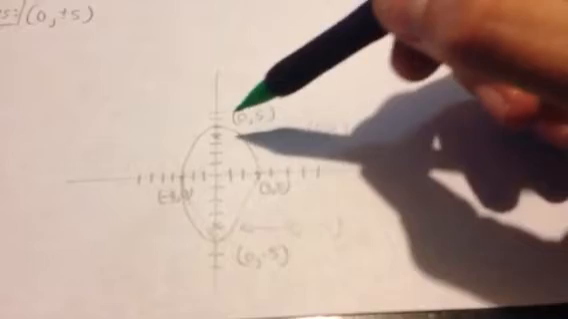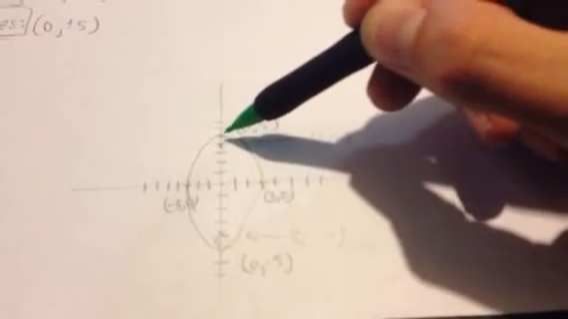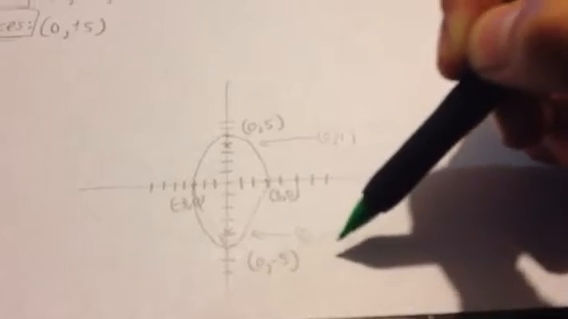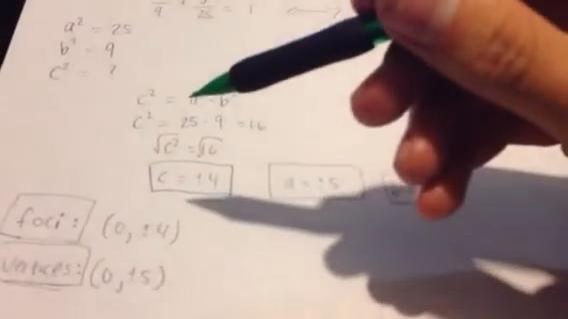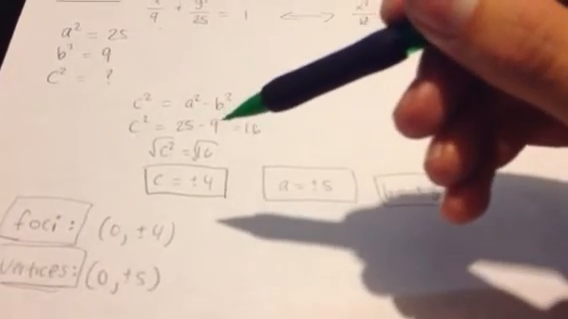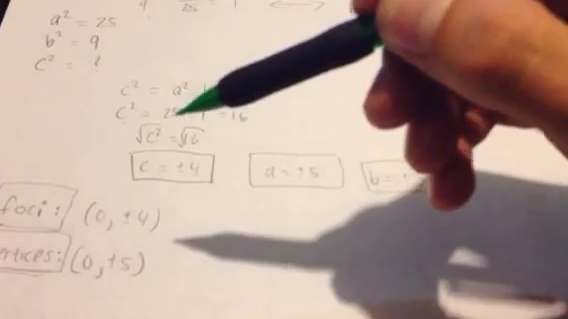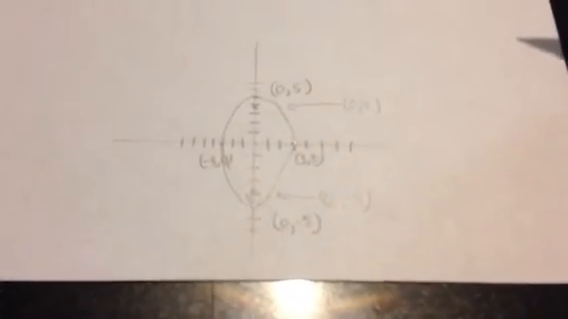So positive and negative. And the foci being on the y-axis, just like the vertices, so at 0, 4, and 0, -4. All because c squared was equal to a squared minus b squared, and when you took the square root of c squared, you were left with your values for the foci. And that is your graph.